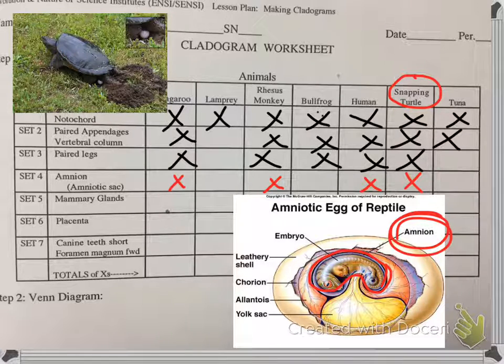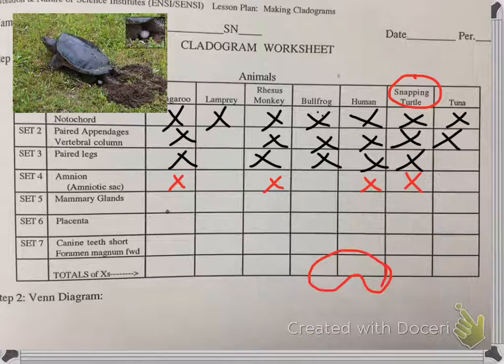Now, did you guys all just discount the lamprey? Yeah. Okay, why? What about the fish? So what does the amnion do? Keeps the egg moist, right? Fish lay eggs. What about frogs? They lay eggs. Well, let's look up some frog eggs.